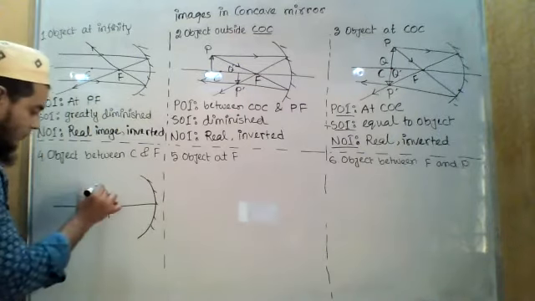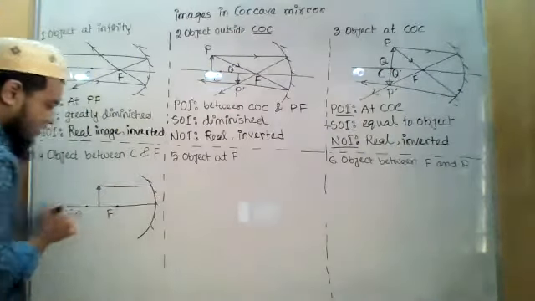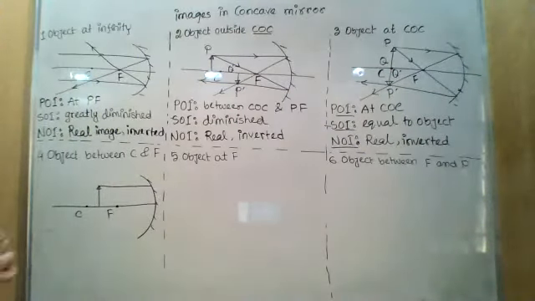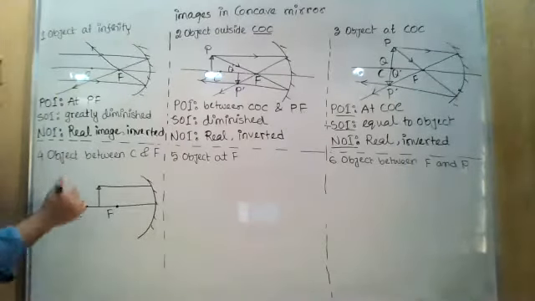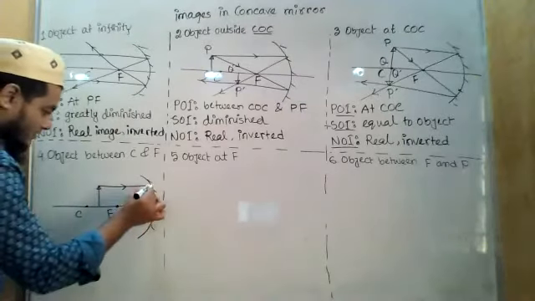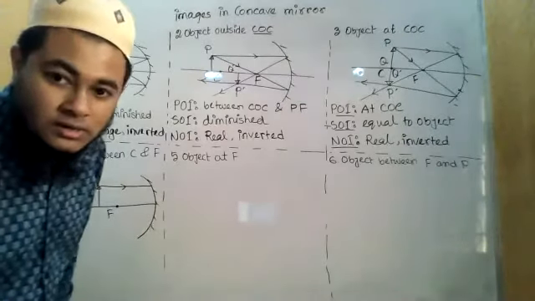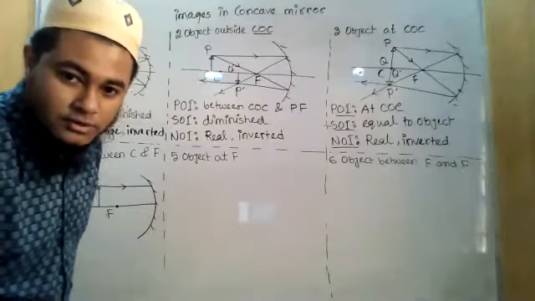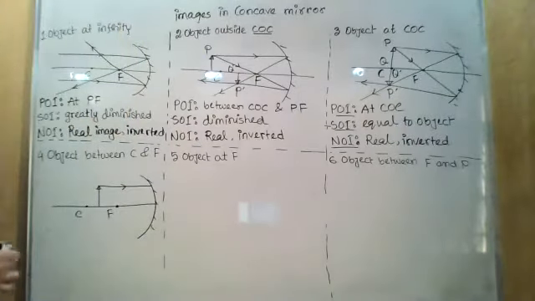So again, if I want to find the image, I need two reflected rays, and two reflected rays will come from two incident rays. Number one, the incident ray parallel to the principal axis, after reflection, let me ask someone. Robin, can you tell me how the reflected ray is going to be?